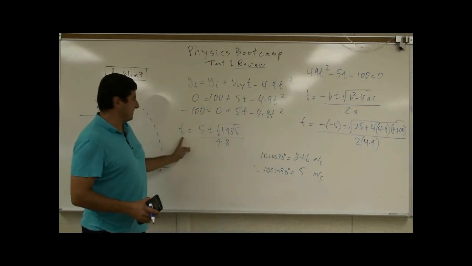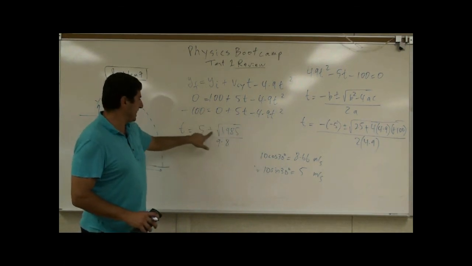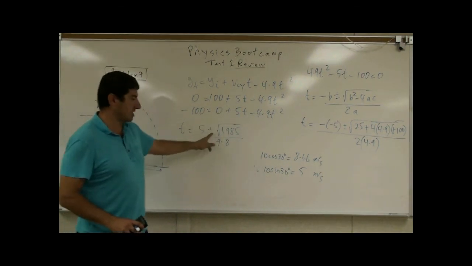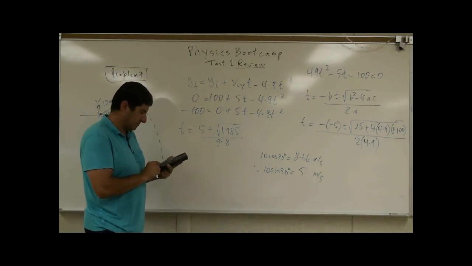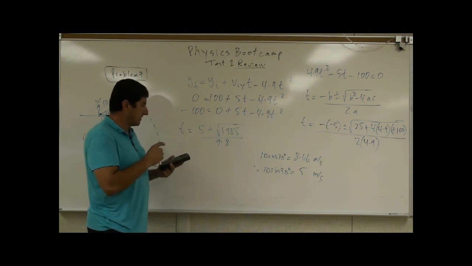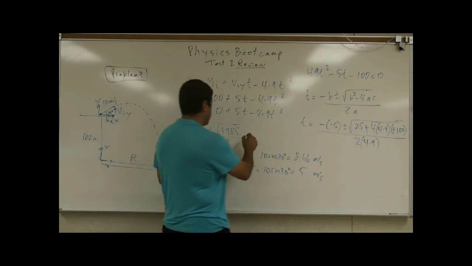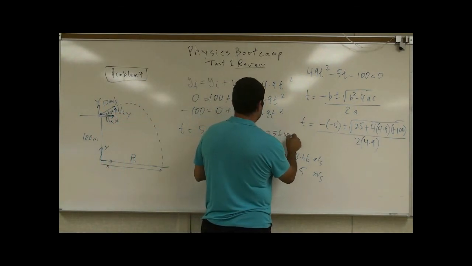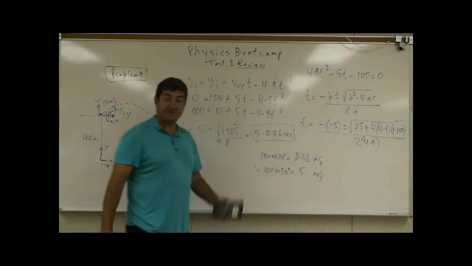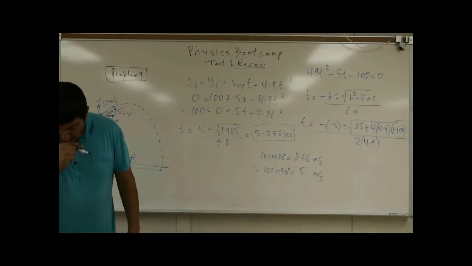Well, one of these is going to give me a negative answer. I don't want a negative answer. If I do 5 minus the square root of 1985, it's going to give me a negative time. So I'm just going to keep the positive, right? So square root of 1985, and then add it to 5, divided by 9.8. The answer comes out to be 5.056 seconds. So it takes 5.056 seconds for the rock to hit the ground.